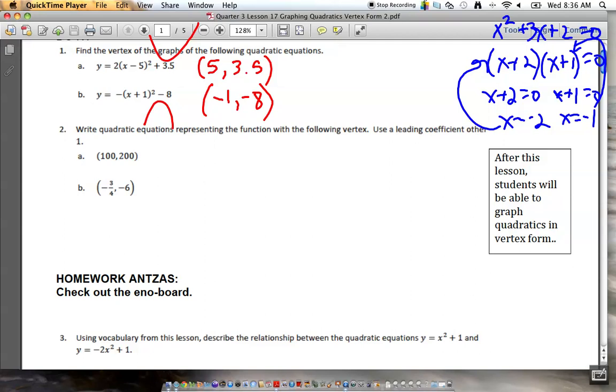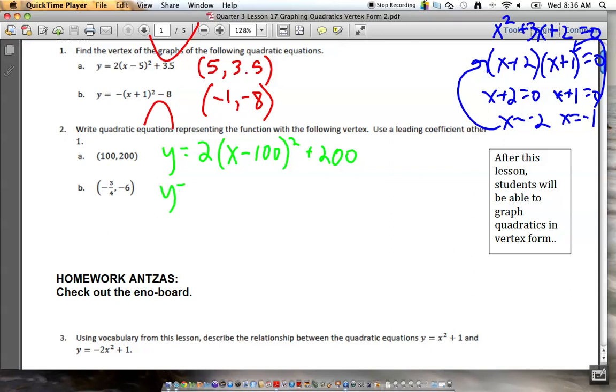Okay, so this one says, write quadratic equations with this vertex. So that would be y equals, and it says here, use a leading coefficient other than 1. So that means you can use anything you want, okay? I'm going to use a 2, x minus 100 squared plus 200. What do I always have to remember to do in the parentheses? Reverse it, right? It's always opposite in parentheses.